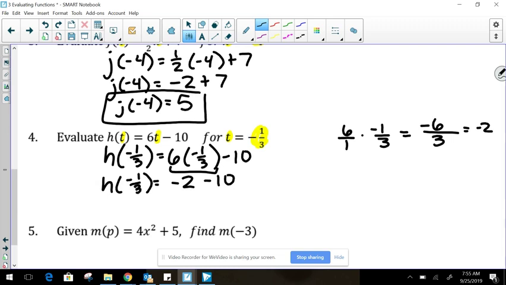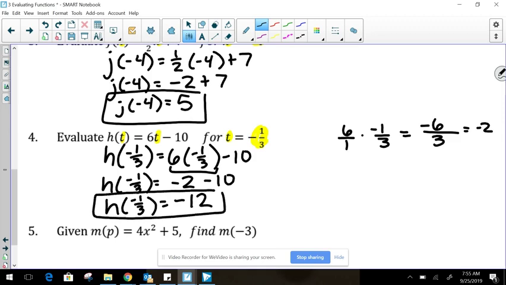All right, so h of -1/3 is equal to, what's -2 minus 10? They're both negative, so it's getting even more negative. So you should get -12. Perfect. All right, and a little bit of challenge at the end here.